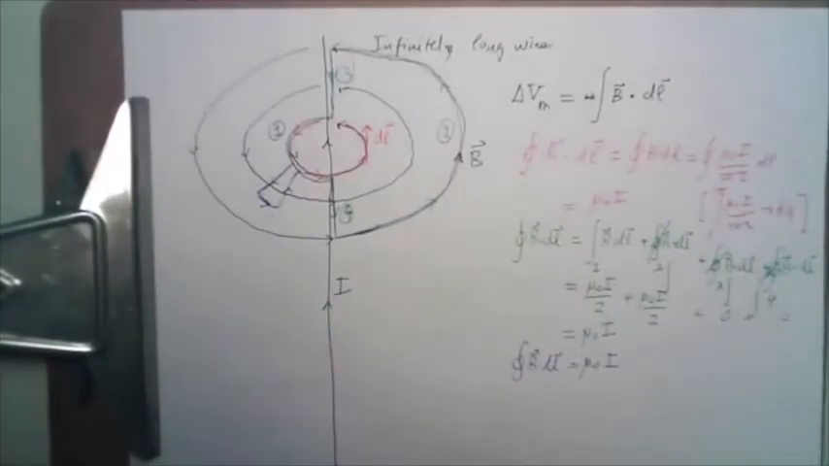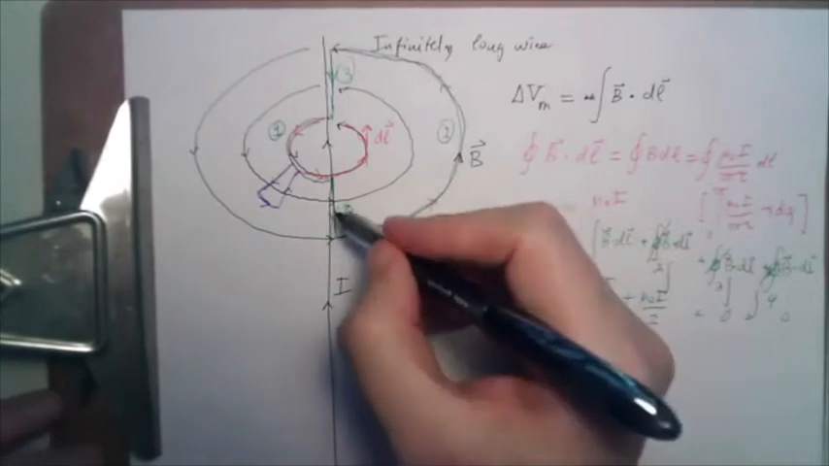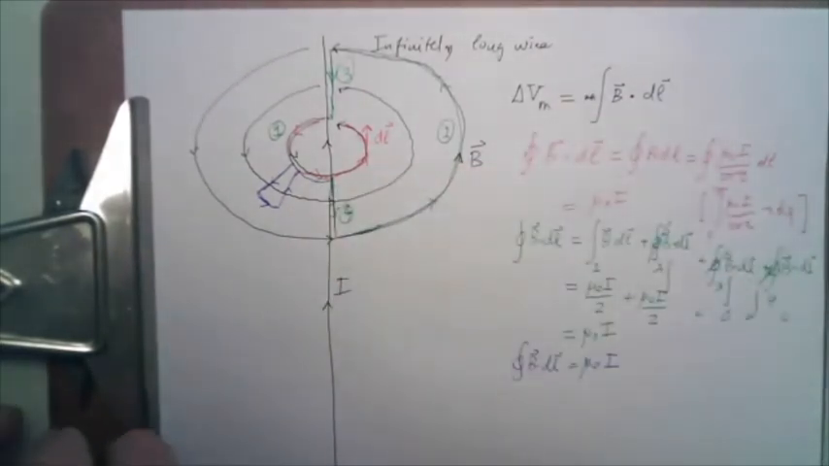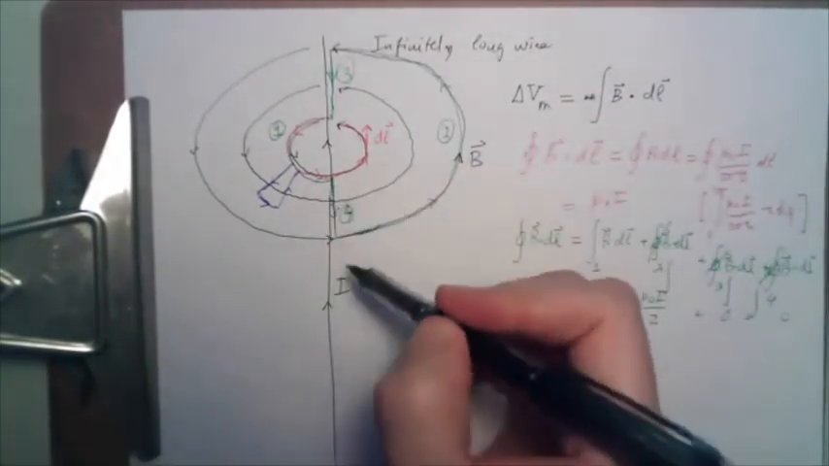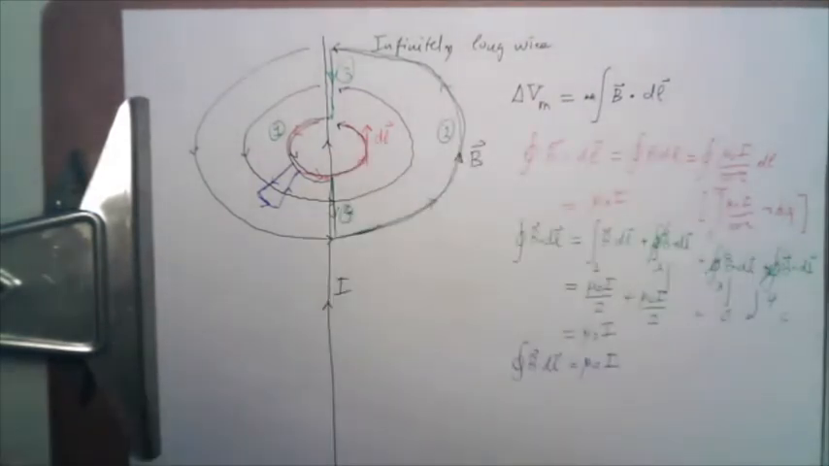Now, of course, the final step is an arbitrarily shaped path. An arbitrarily shaped path you can always decompose into little sections. Let me see if I can draw that.